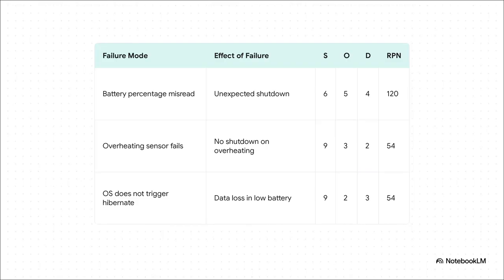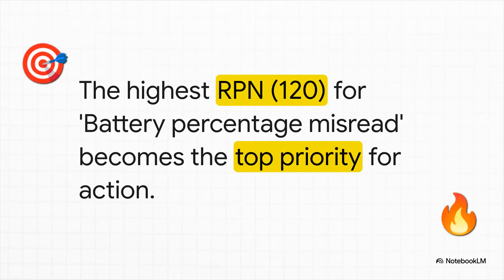Take a look at this table. See the row for overheating sensor fails? The severity is a 9, super high, but it rarely happens, and it's easy to detect, so its RPN is only 54. Now compare that to the top line, battery percentage misread. Its severity is lower, a 6, but it happens more often, and it's harder to catch, which shoots its RPN all the way up to 120. And that's the whole point. That RPN of 120 acts like a giant flashing red light. It tells the engineering team, hey, forget everything else for a second, this is your number 1 priority. They'd then work on a fix, and, this is a key part of the process, they would recalculate the RPN afterward to prove they actually lowered the risk.